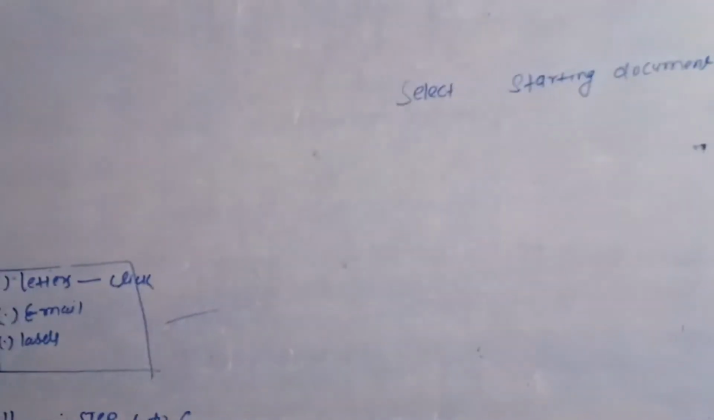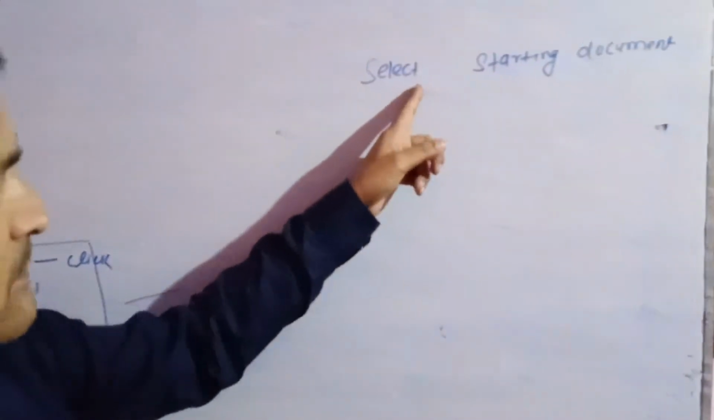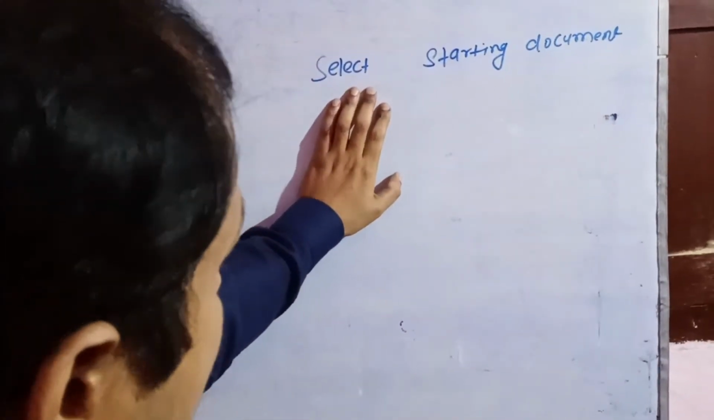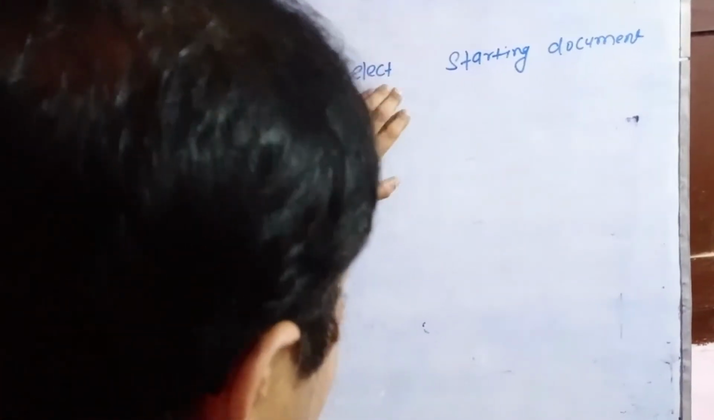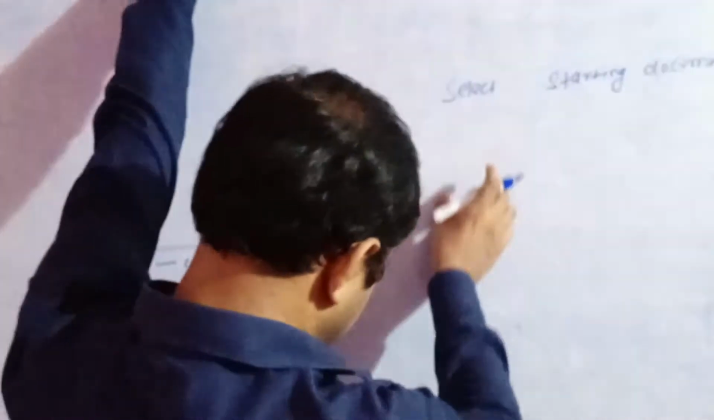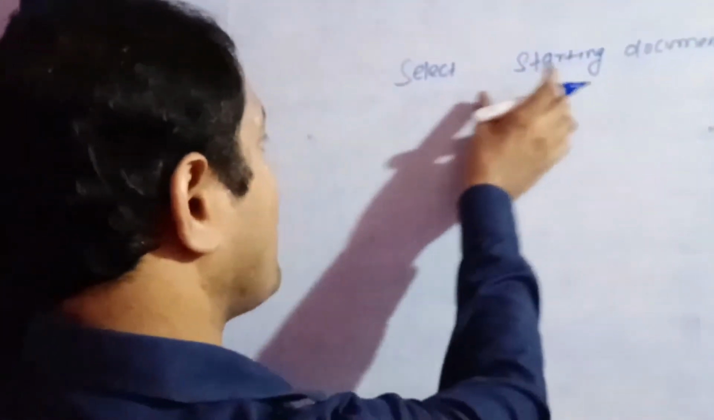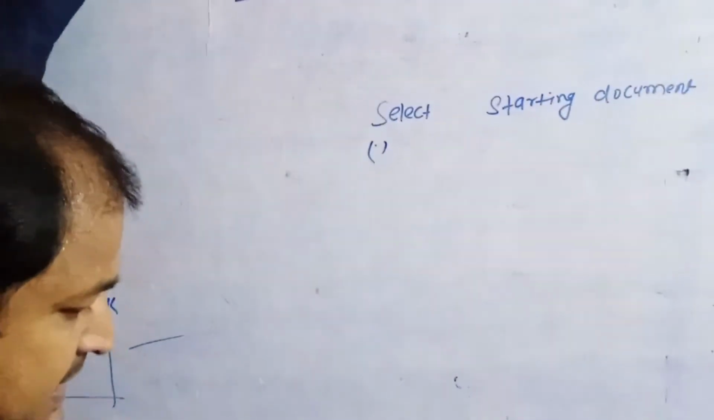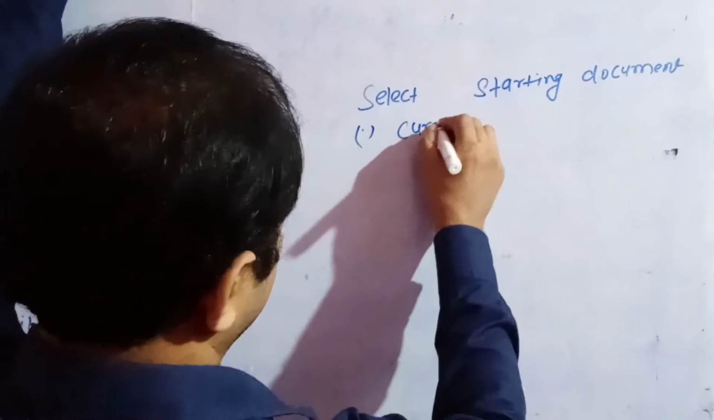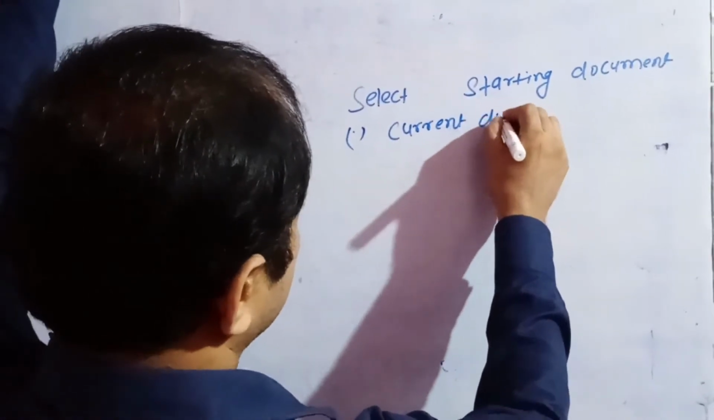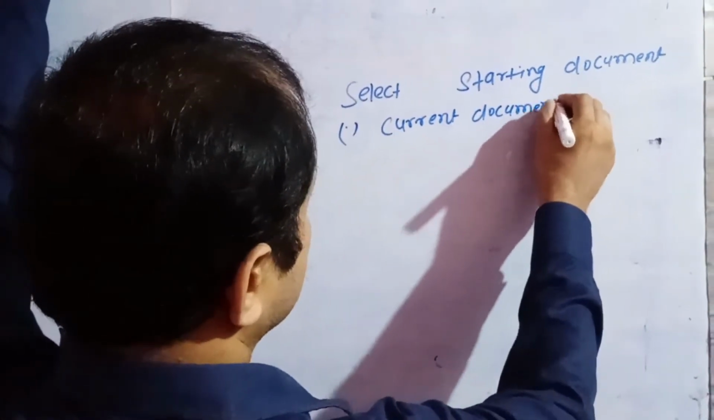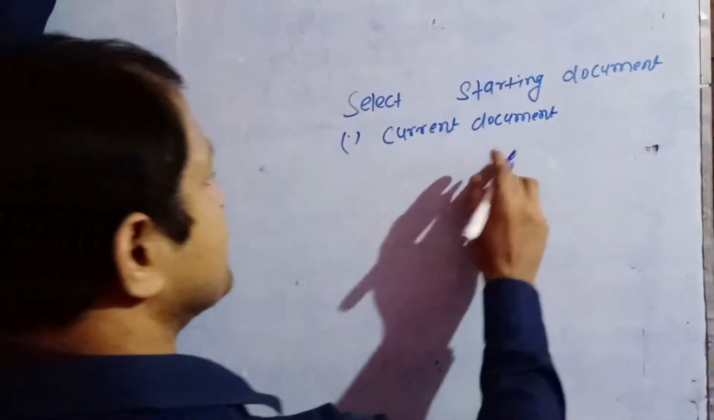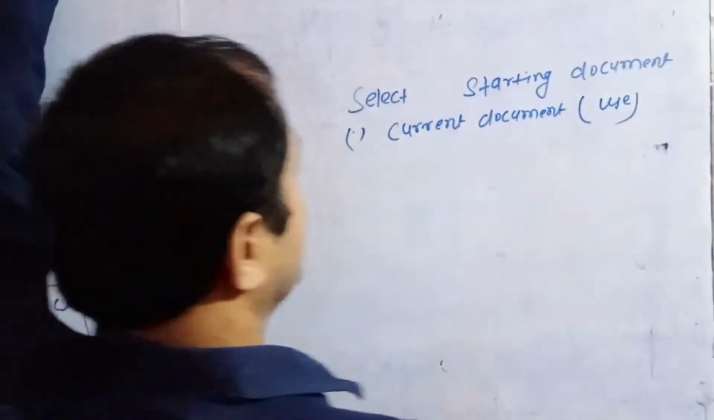You just click to the next option. One dialog box again appears in front of you, and in this dialog box you select a starting document. There are so many points involved in this particular topic, and you go to the current document. Why go to the current document? Because this is the document I am using.